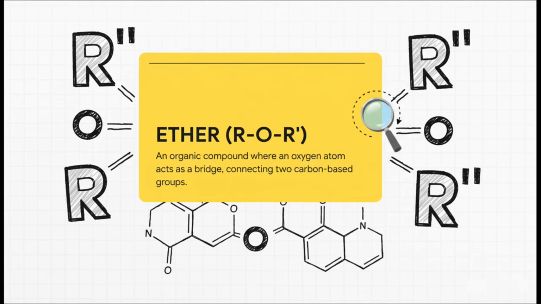And finally, we have the ethers. Now, these guys kind of break the family mold. With ethers, the oxygen atom isn't hanging off the end as part of an OH group. Nope, it's sitting right in the middle, acting like a bridge connecting two carbon groups. Its formula, ROR', literally shows that oxygen linking two sides together.